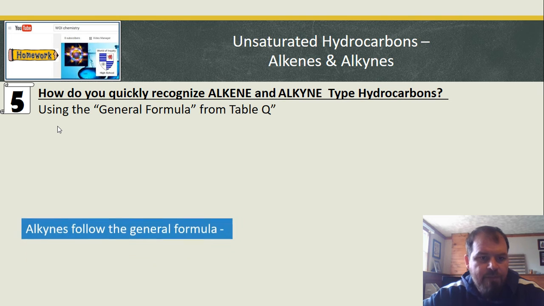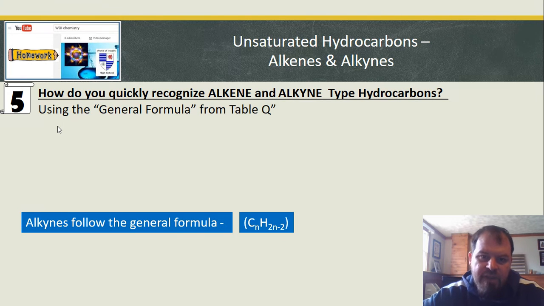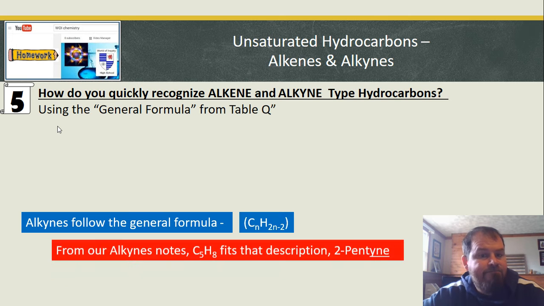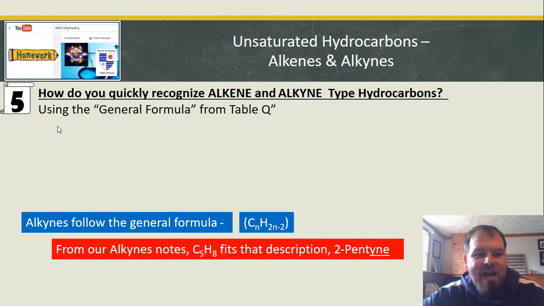Same goes for ynes. This equation is CnH2n minus 2. So if I have 5 carbons, 5 times 2 is 10, minus 2 is 8. If I have 5 carbons, I should have 8 hydrogens. See how we did that? I wanted to do that before it came up just so you can see how we can do the math.